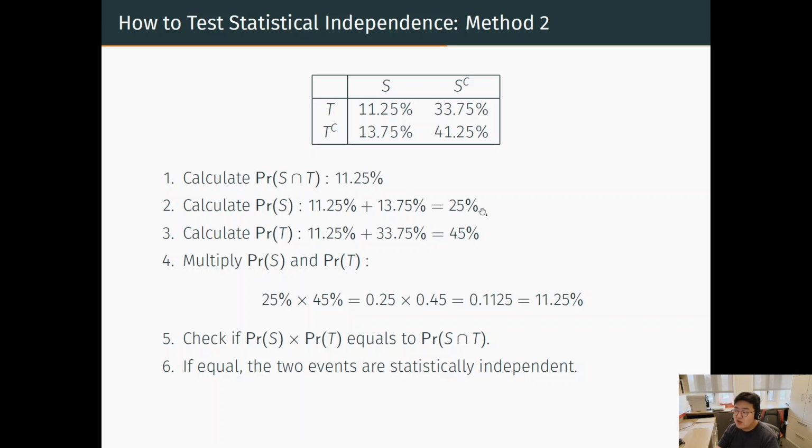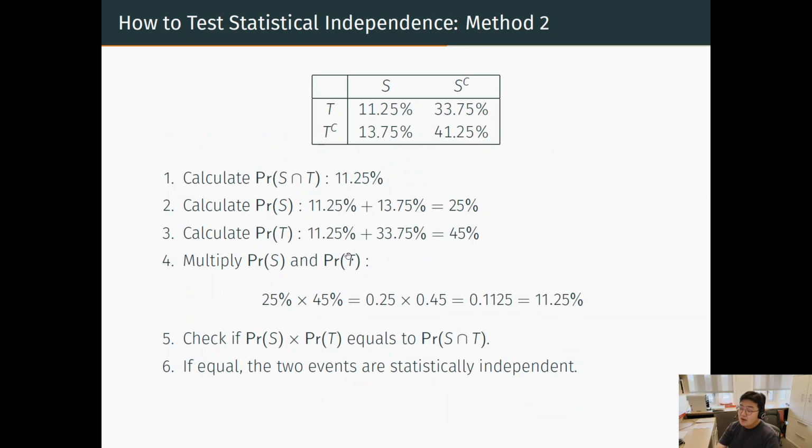So you calculated 3 probabilities. Then what you have to do is multiply the two simple probabilities, and you do it this way. As I said earlier, be careful of the percentage unit. The percentage unit may confuse you, so I recommend this way. Then in the end, you get 11.25, which happens to be the same as the intersection. So the special multiplication rule is true, so they are independent.